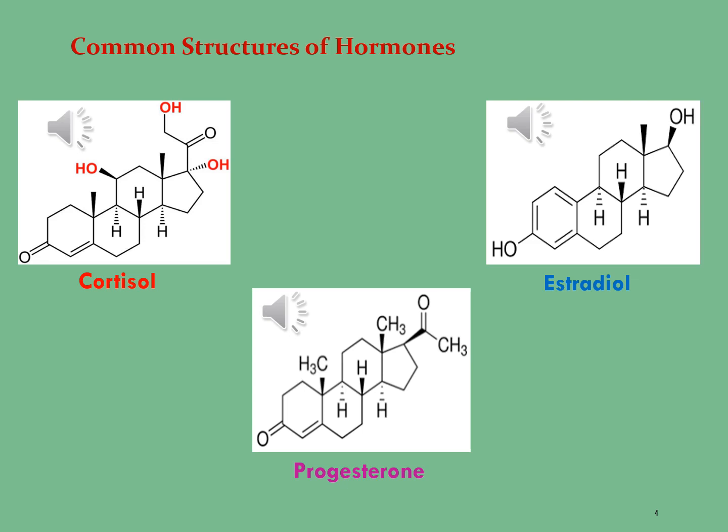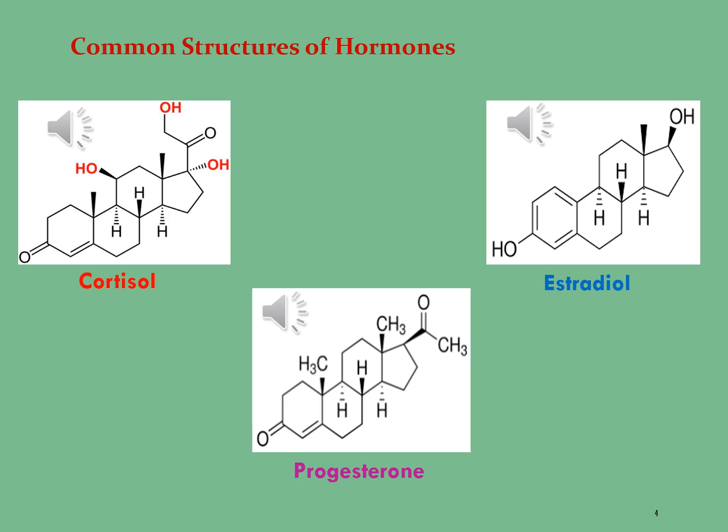Cortisol has a molecular formula of C21H30O5, which means there are a total of 21 carbon atoms, 30 hydrogen atoms, and 5 oxygen atoms. The molar mass of cortisol is 362.46 grams per mole. The next molecule is progesterone.